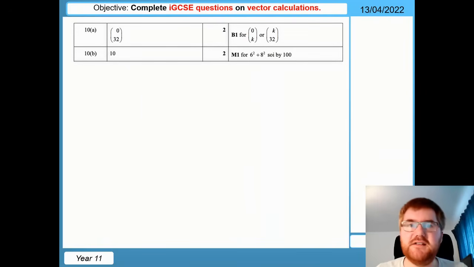Okay, there's the mark scheme. So that's my walkthrough of all IGCSE questions on vectors. And we've also done a little bit of coordinate geometry in there as well, a little bit of quadratics. So as you can see, sometimes I like to integrate a different topic into it as well.